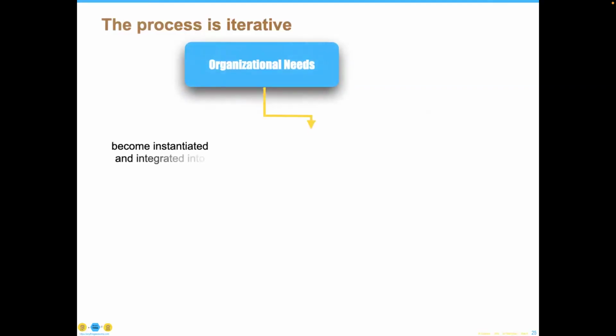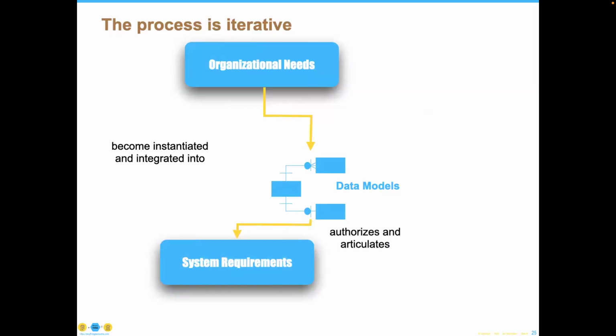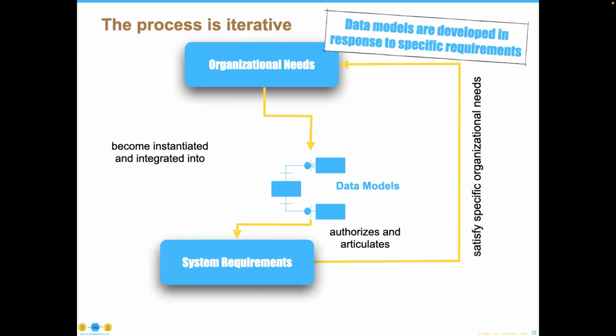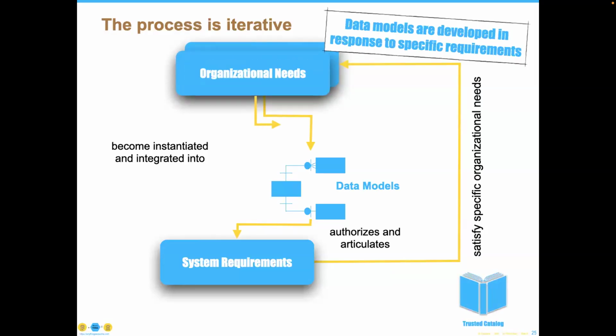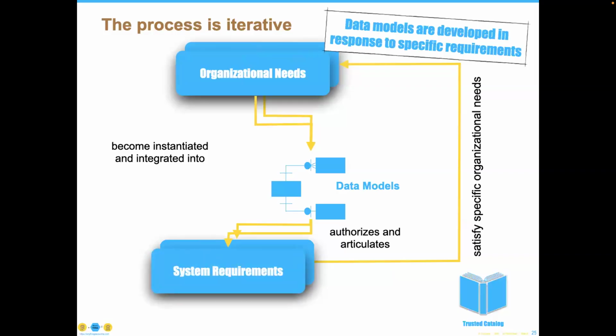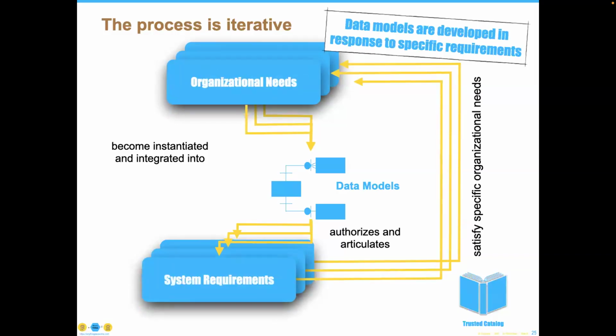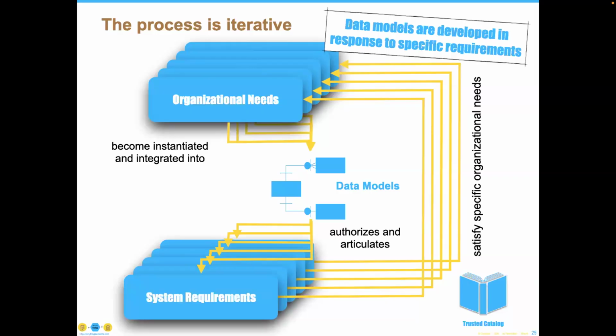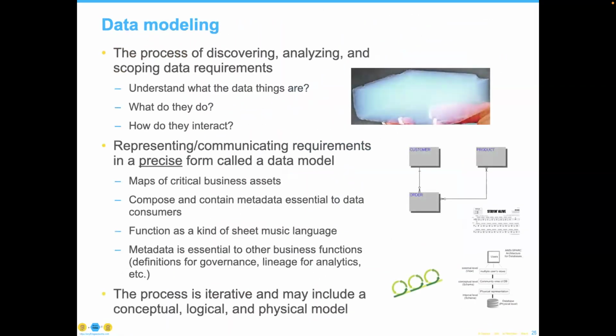The whole thing is, of course, iterative. The organizational needs are what start out. These become instantiated and integrated into data models that then authorize and articulate specific requirements for the system, and the cycle repeats. And it doesn't stop repeating until you don't need to do any more evolving of your organization. Data models are developed in response to specific requirements. And as I said before, the process is iterative because once again, I have this trusted catalog. I can now start to make that catalog better, faster, cheaper, less risky, all the way around as we get better at the process and continue to feed the data dictionary that we have in place in order to do this. Get back to our sort of mini theme slide on this.